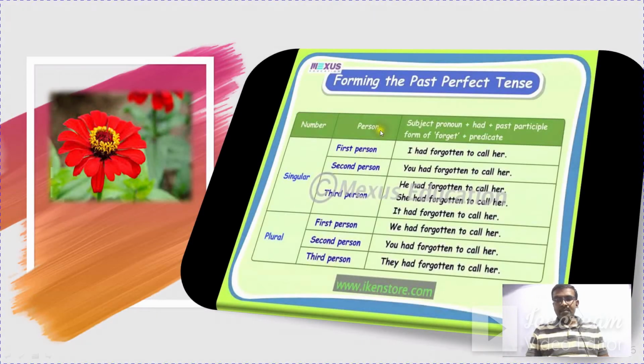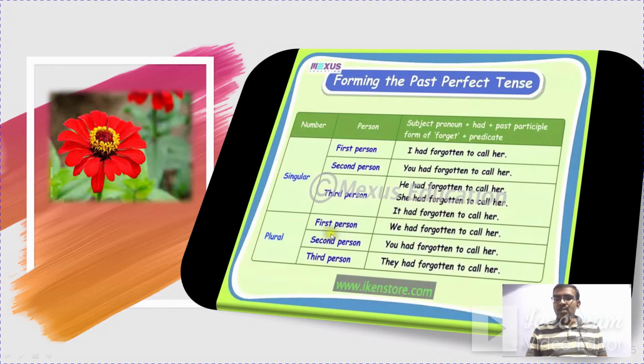In all the singular as well as plural subjects, I have told you that in all cases only the had form will be used in this tense. So singular: first person, second person, third person; plural: first person, second person, third person. Let us discuss the singular form first. I had forgotten to call her. You had forgotten to call her. He had forgotten to call her. She had completed her work. She had completed the assigned task. It had completed the assigned task.